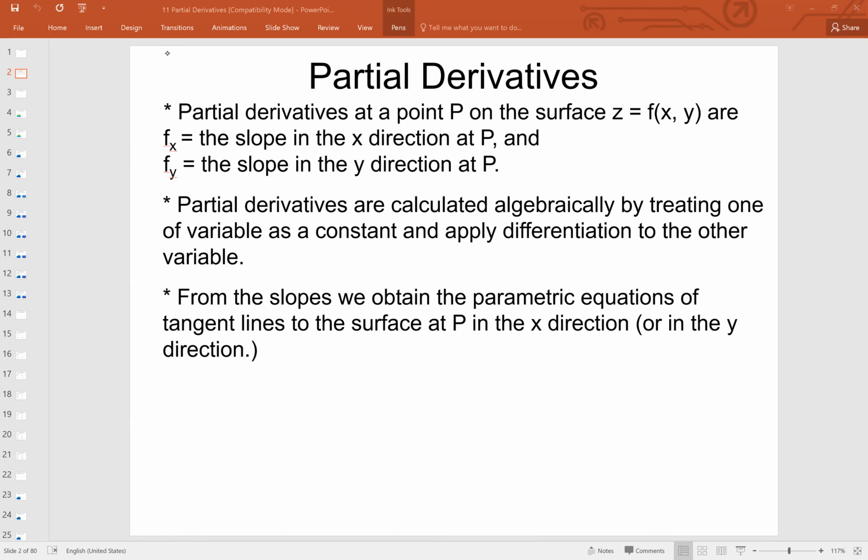They are calculated quite easily by treating one of the variables as a constant, and then doing it the other way around. So you get different partial x and partial y. And finally, what is the use of these slopes in the x direction and y direction for measuring a surface? Well, that's what we get into with the tangent plane and other things. Okay, so here we go.